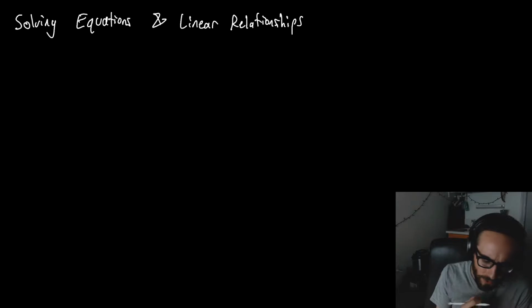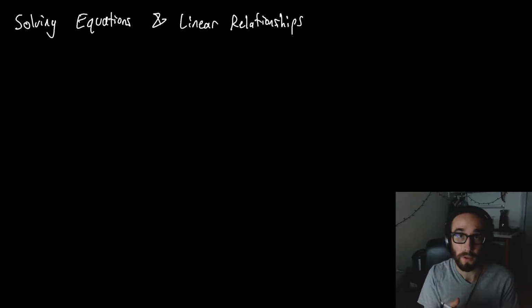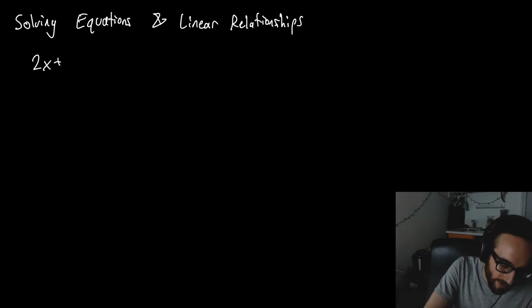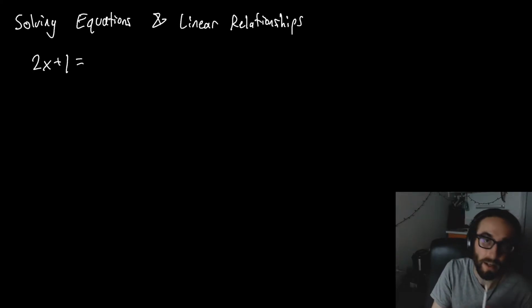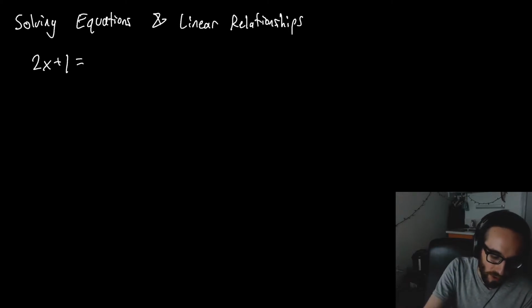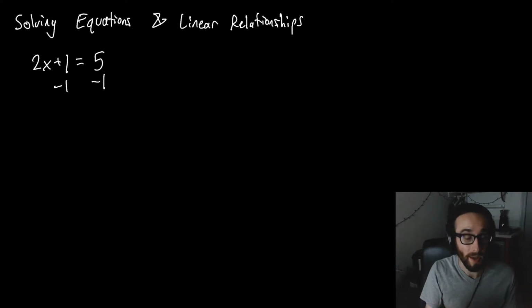All right, so to start off, we're going to take a look at some examples of solving equations where we have x on both sides of the equation. So if we have x on one side of the equation, all we have to do is isolate x by undoing whatever's being done to x. For example, if we have 2x plus 1 equals 5. So we want to undo everything that's being done to x. We're adding 1, so we can start by subtracting 1, and we have to do that to both sides.